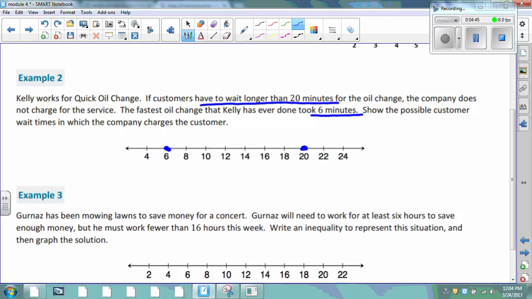20 is when you're paying, then from anything between this, knowing that you'd have to wait 6 minutes for the fastest one, anything past that up to 20 you'd also have to pay for it. If you went past 20, you wouldn't have to pay. So both of those work, okay?